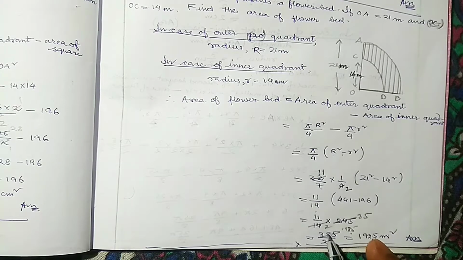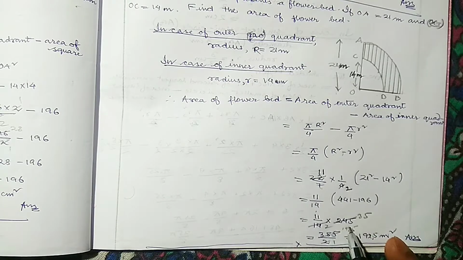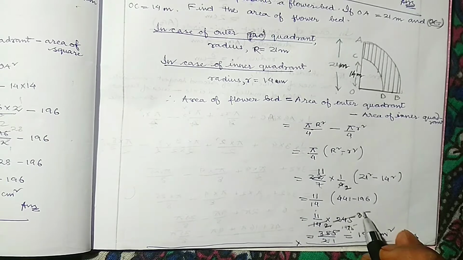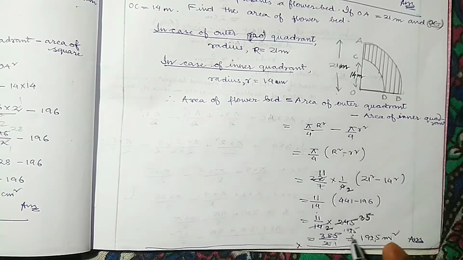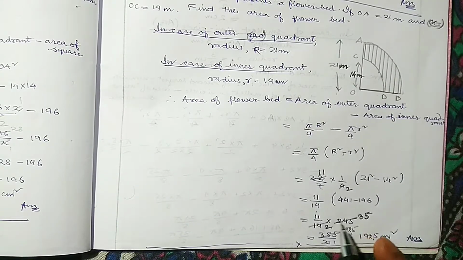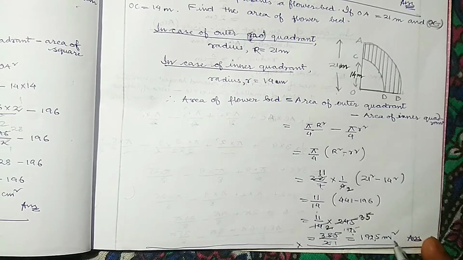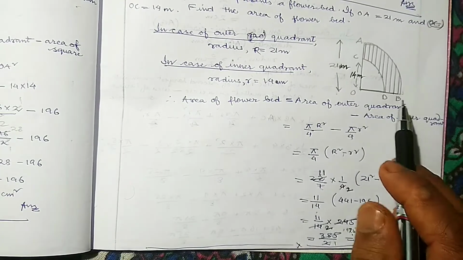Now if I cancel 14 and 245 by 7, here it will be 2 and here it will be 35. Clear? So we are left with 11 into 35 divided by 2. 11 into 35 is 385 divided by 2, and that gives 192.5. That means 192.5 meter square is the area of the flower bed.